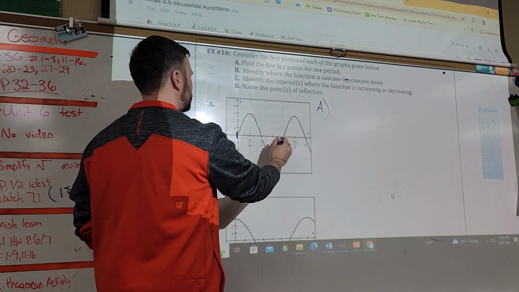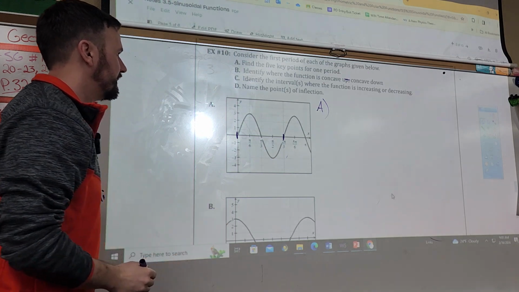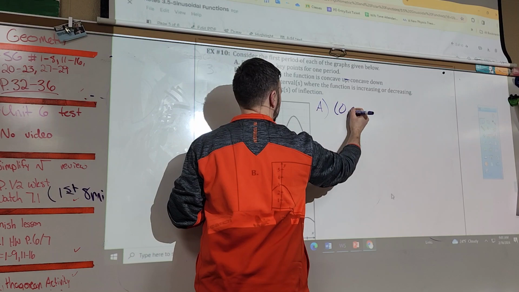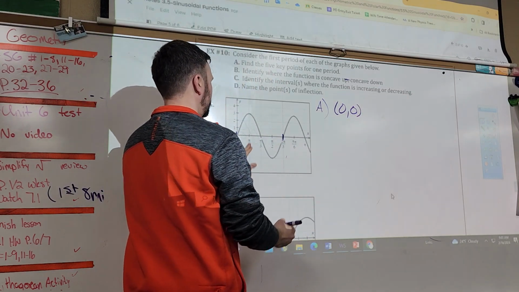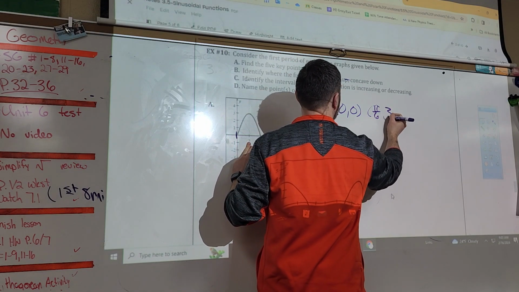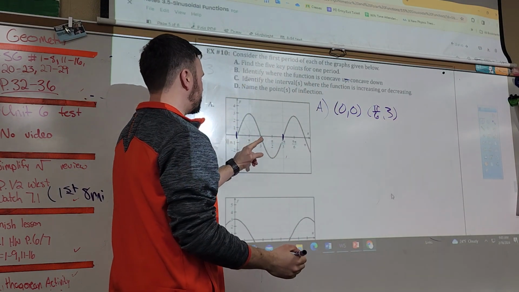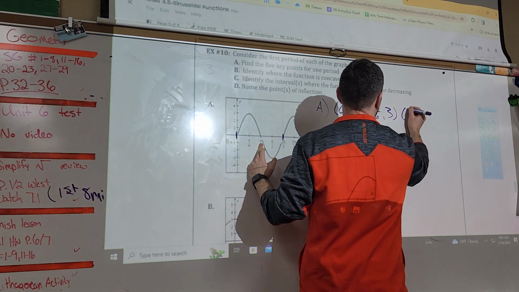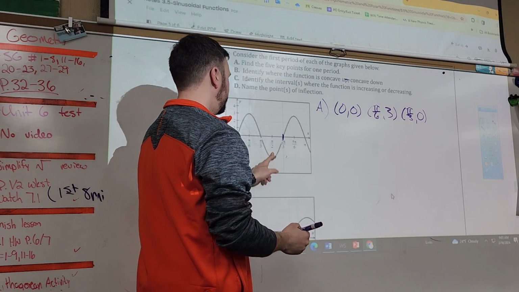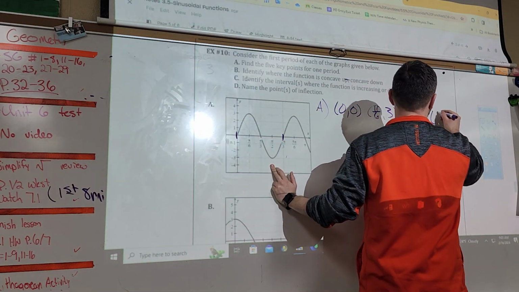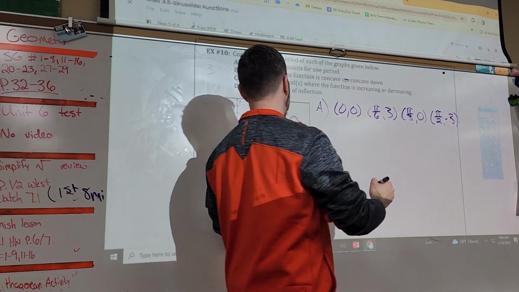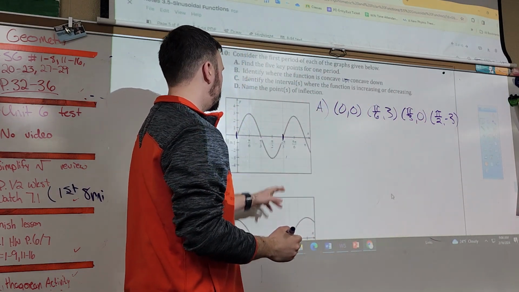One period of this function is from here to here, right? So what are my 5 key points? I start with an intercept, a max, right? Intercept, max, intercept, min, and then I end with an intercept, right?